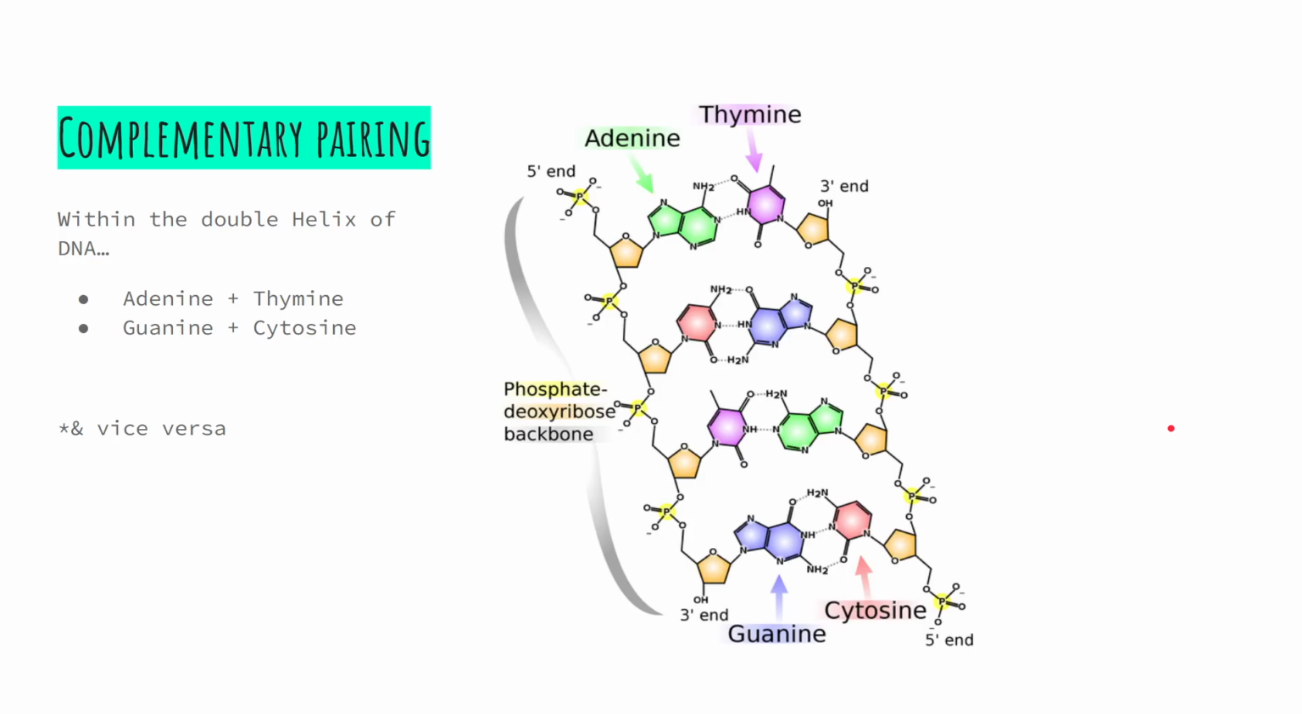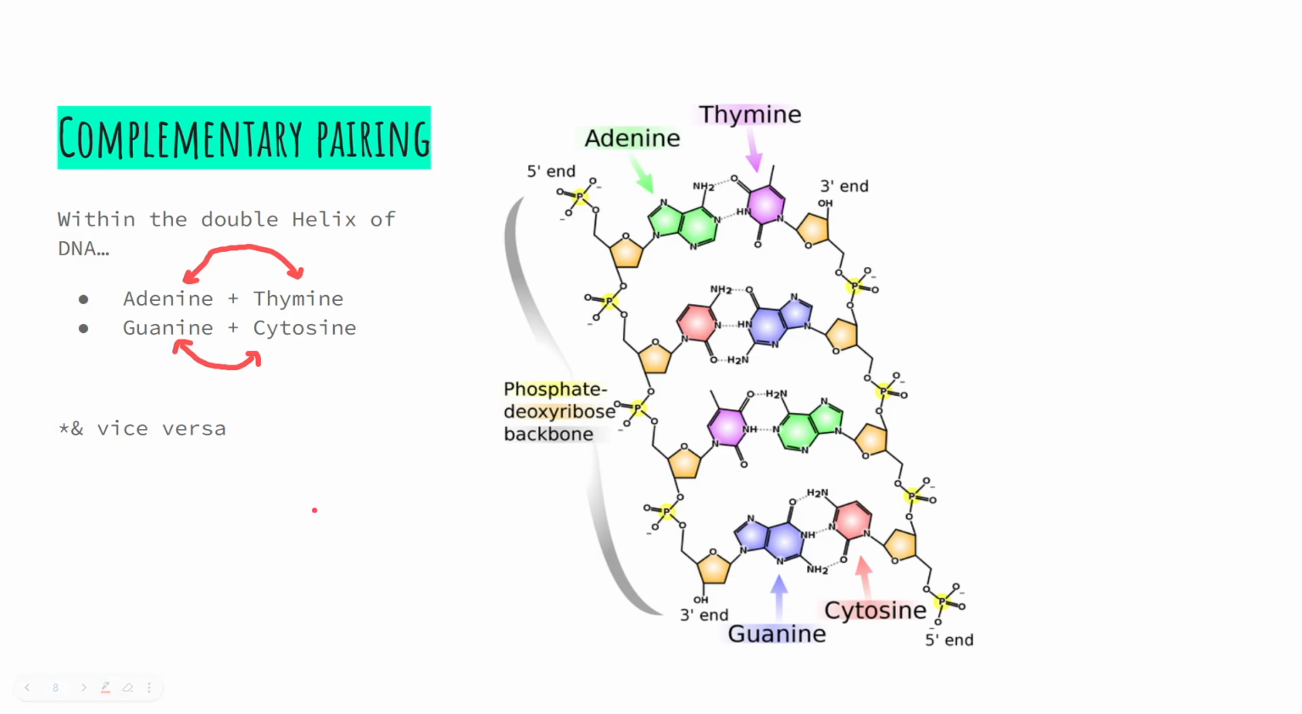So moving on to our complementary pairing. Within the double helix shape of DNA, we have our 4 bases: adenine, thymine, guanine, and cytosine. Adenine must bond with thymine and vice versa. So it doesn't matter which way you go, you will have adenine bonded to thymine or thymine bonded to adenine, and the same can be said with guanine and cytosine.